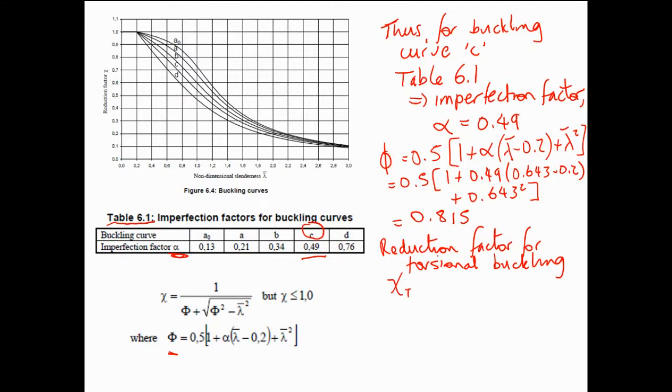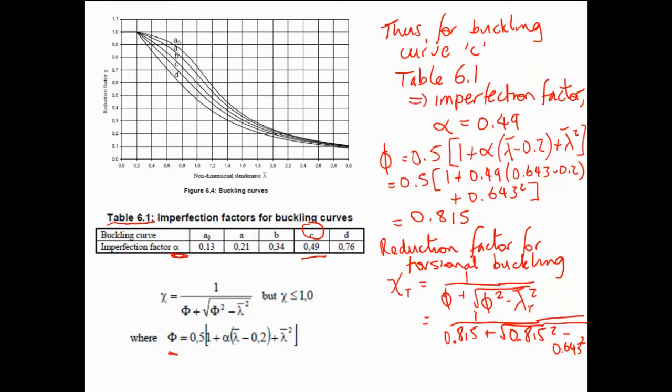So the reduction factor for torsional buckling is equal to 1 over phi plus the square root of phi squared minus the normalised slenderness about the torsion. So it's 1 over 0.815 plus the square root of 0.815 squared minus 0.643 squared. Okay, so we've worked that out.